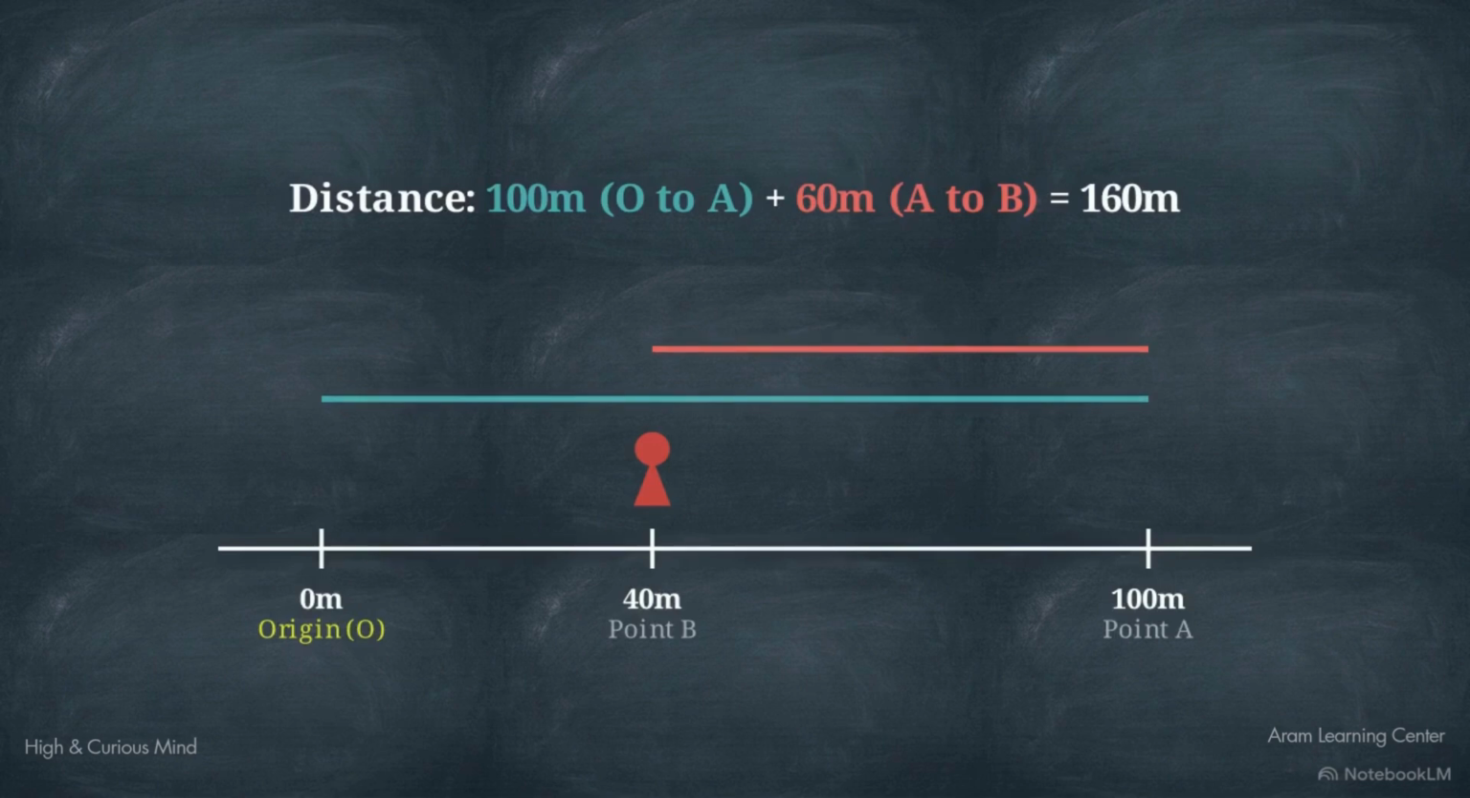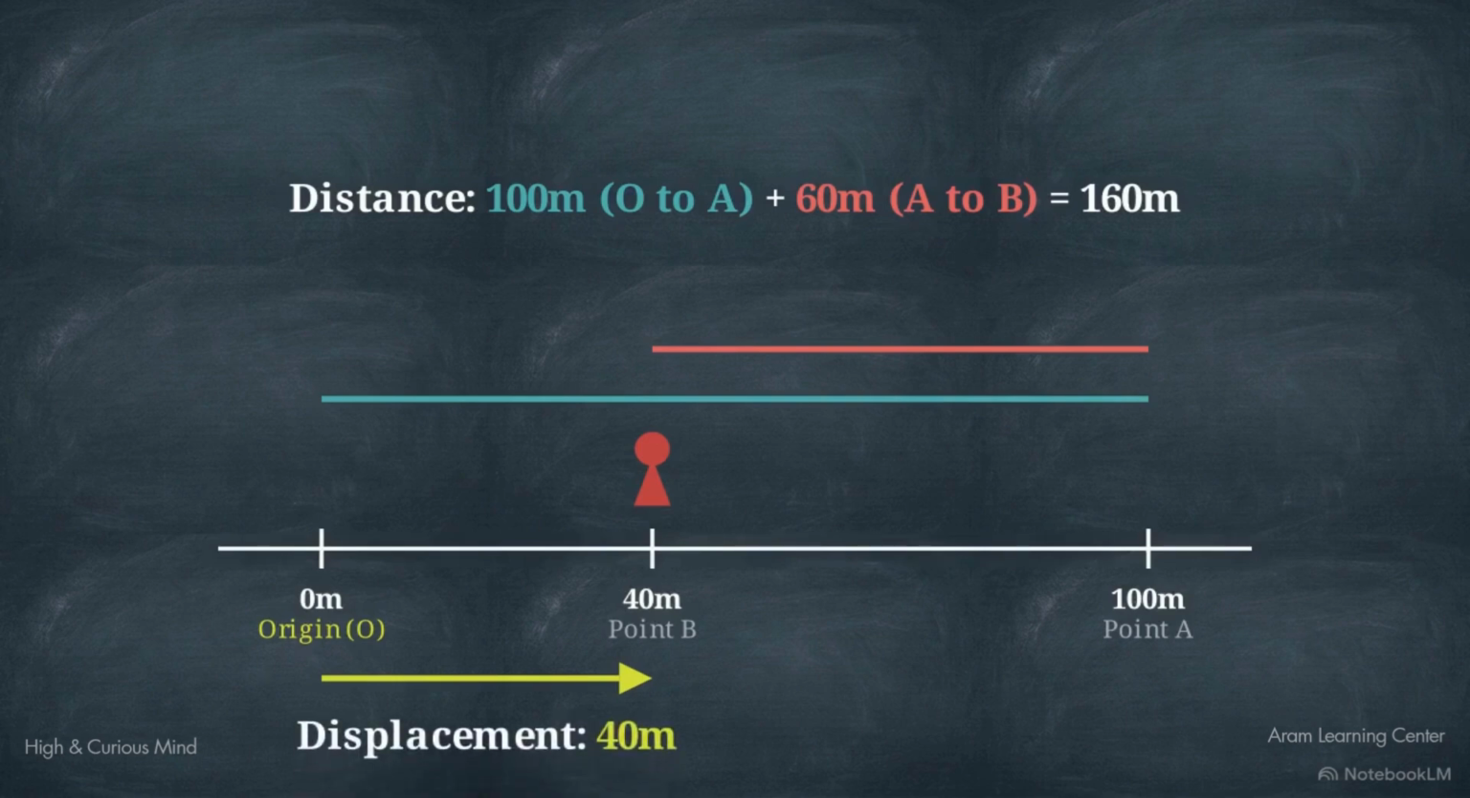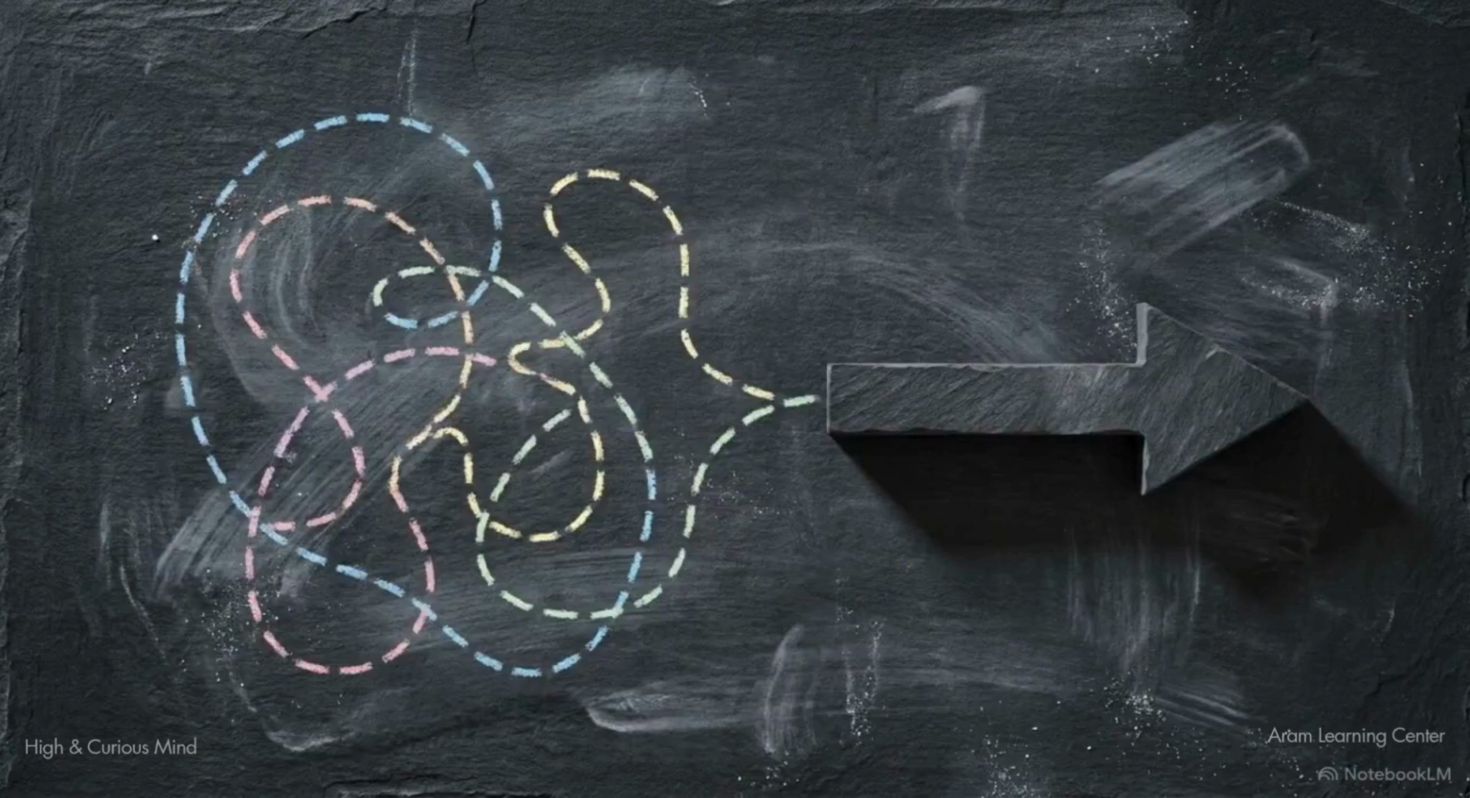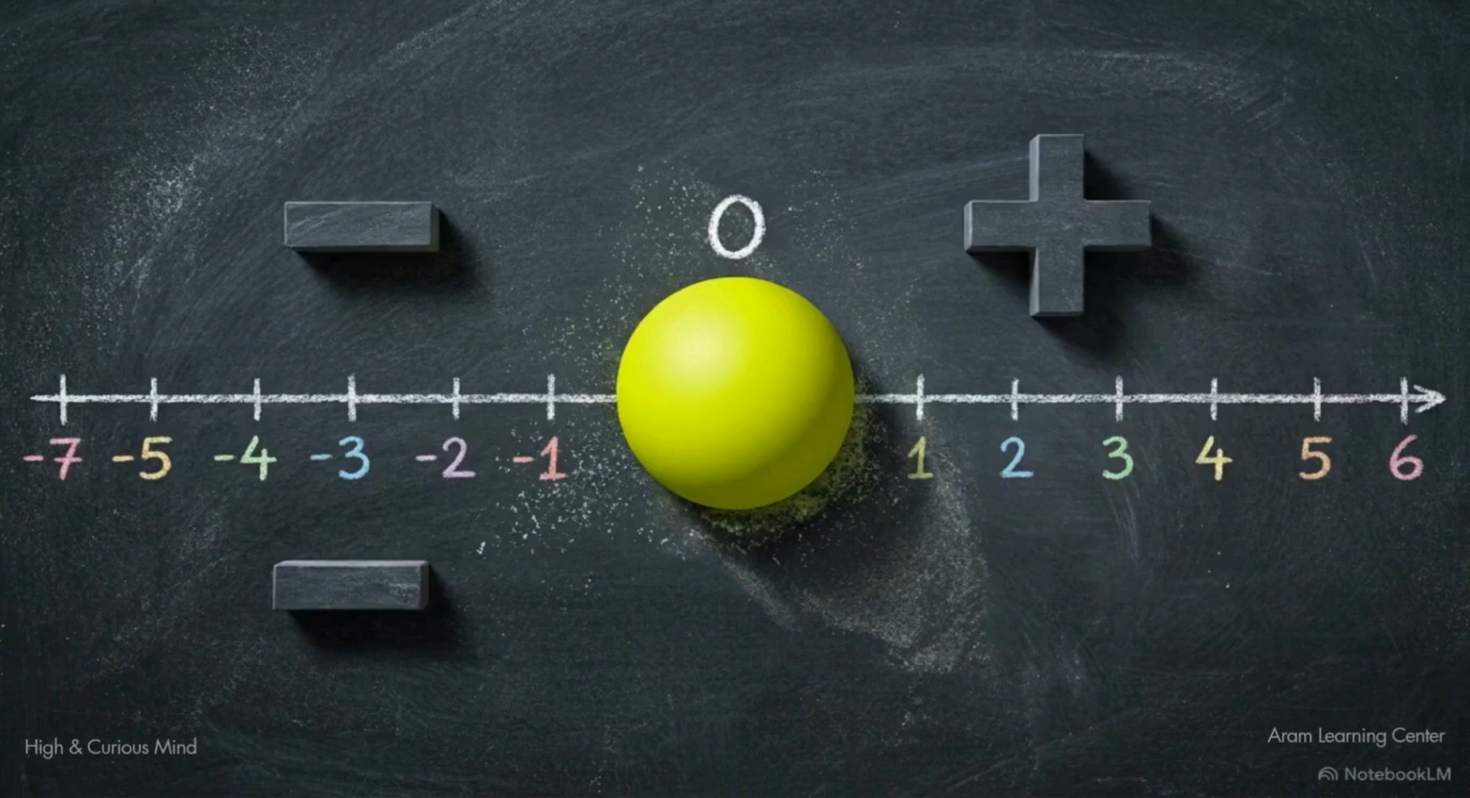The distance is the total path covered, 160 meters. But the displacement is only 40 meters because it only measures the net change from the starting point. Displacement depends on the direction of travel, not just the ground covered. This makes the plus and minus signs on our number line essential for describing where an object actually ends up.